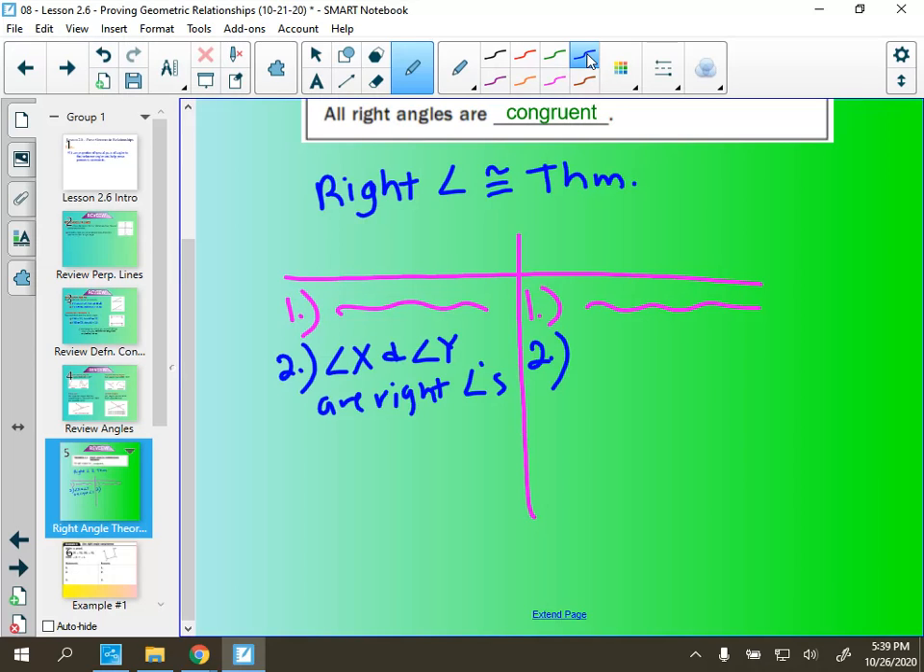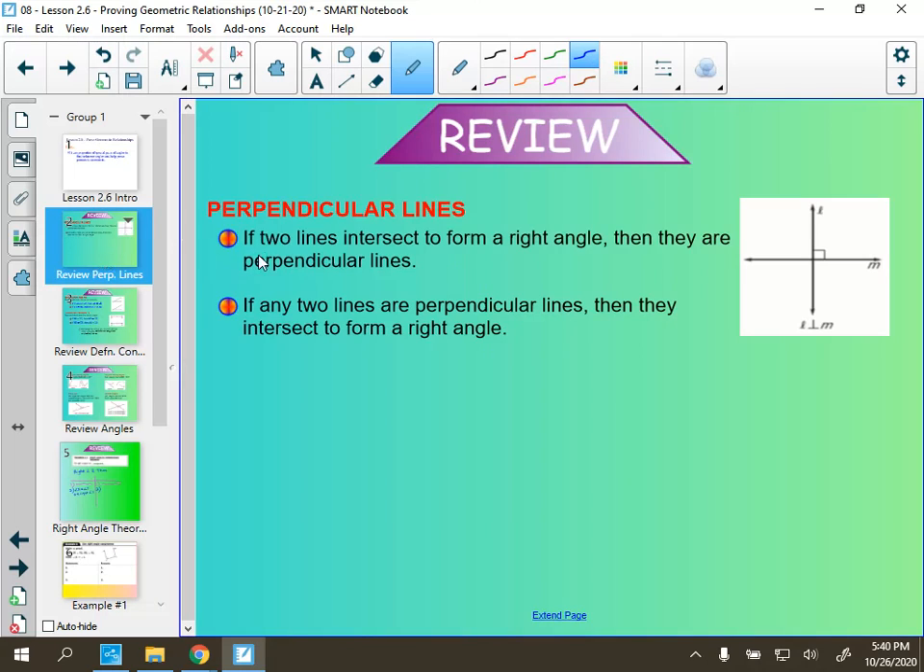Sometimes that just is told to us, it's given to us. Sometimes we might see it in a picture, which would also fall into a given category. We could potentially use the definition of perpendicular, right? If we go back to our review of perpendicular lines, maybe we were told two lines, line L and line M, are perpendicular. Okay. So this angle right here, we could name it angle X or angle whatever, has to be a right angle because of the definition of perpendicular. So something along those lines.